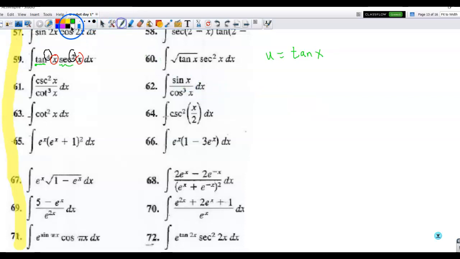The point is they're not always written with the parentheses to give us a clue. All right, let's take the derivative of both sides. The derivative of u is du. The derivative of tangent is secant squared x. Yay, that works out beautifully.